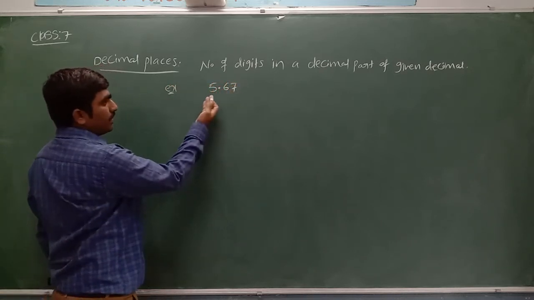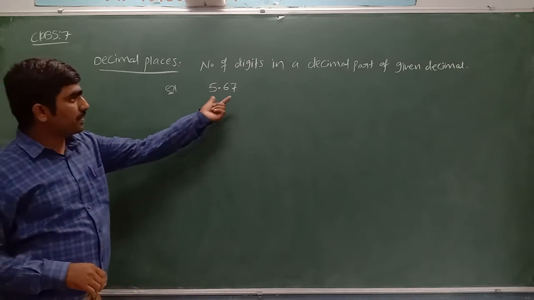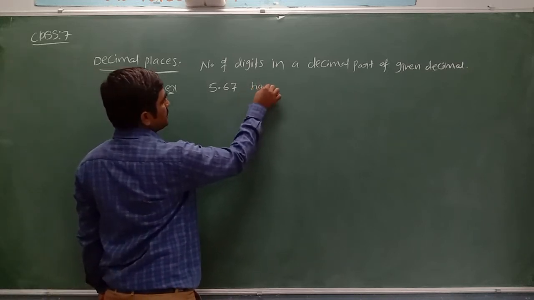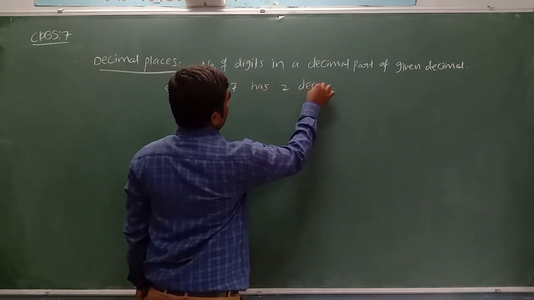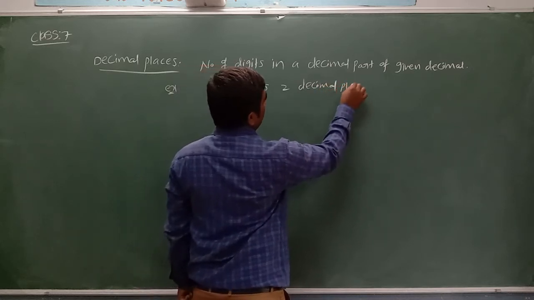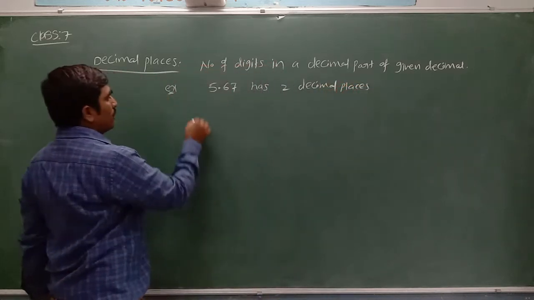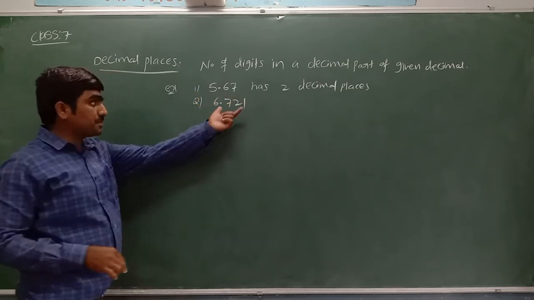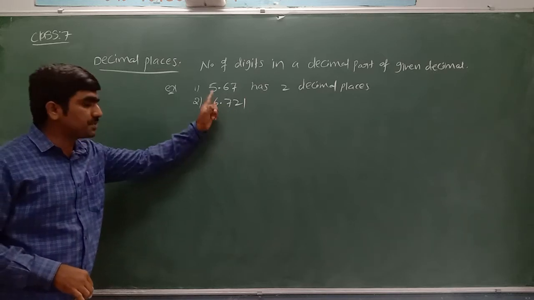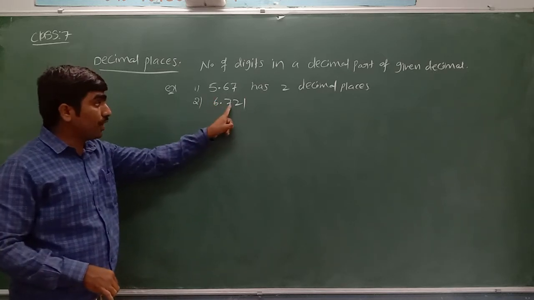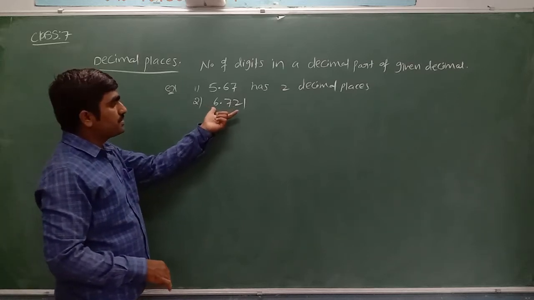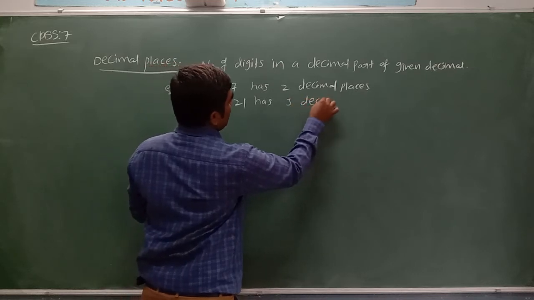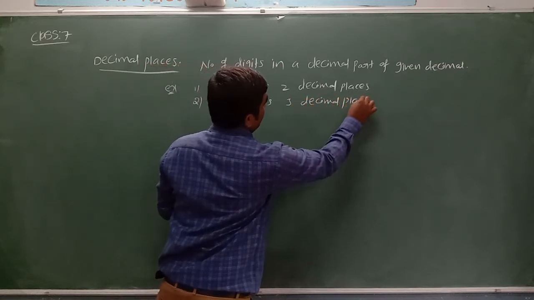5.67 is a decimal number. In the decimal part, I can see only 2 digits. Yes, 5.67 has 2 decimal places. One more example: 6.721. After the decimal point, in the decimal part, I can see 1, 2, 3 digits. So 6.721 has 3 decimal places.